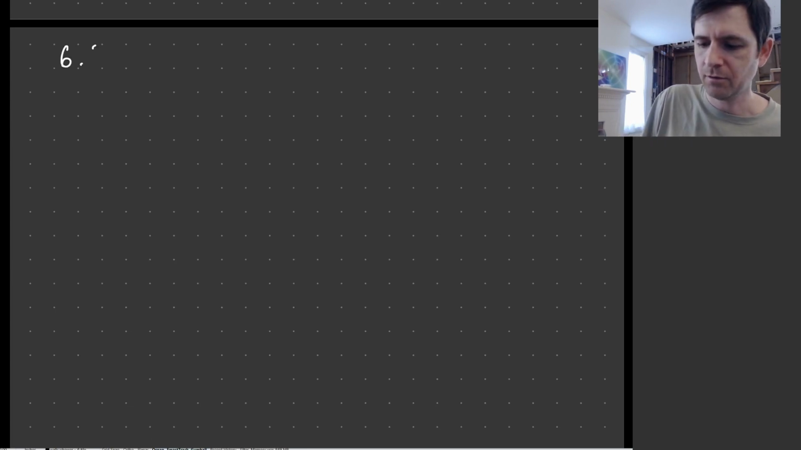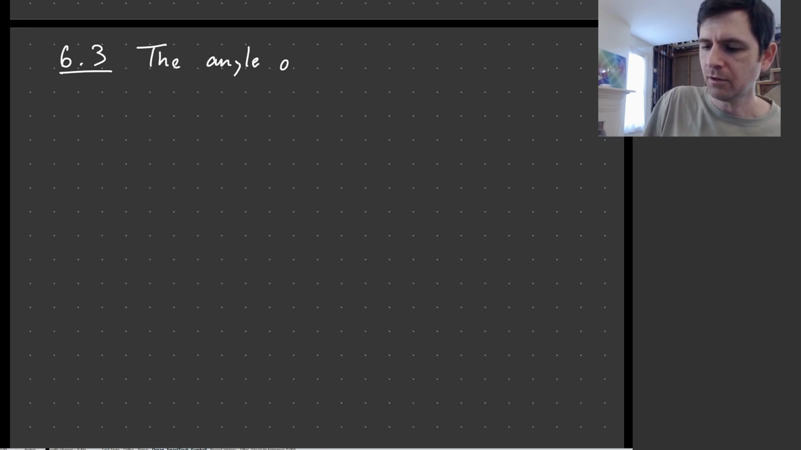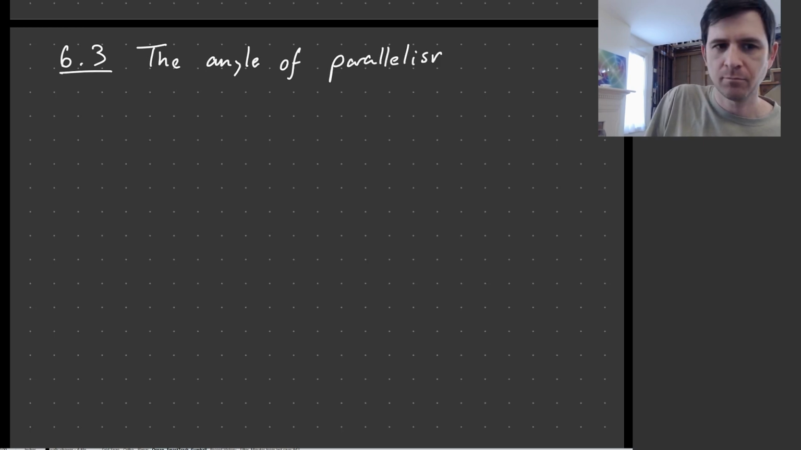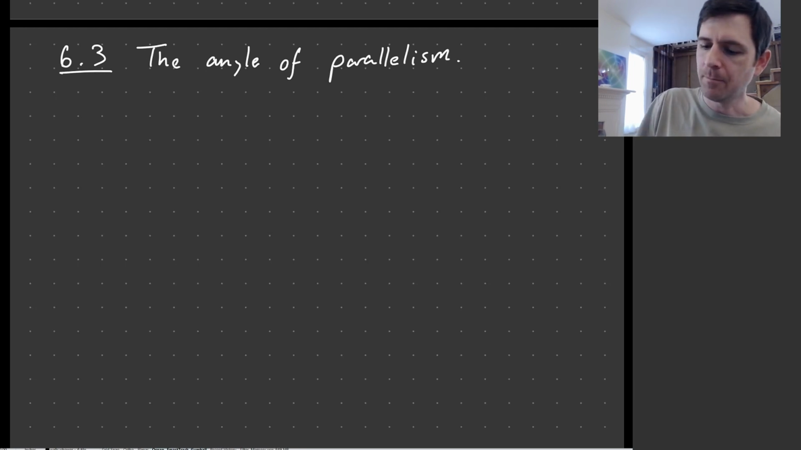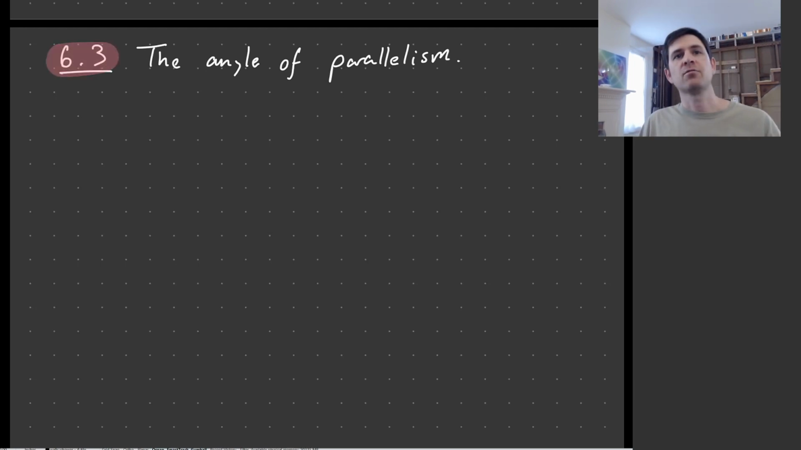Okay, so let's do section 6.3. This section is the angle of parallelism. This section is about constructing lines parallel to a given line.